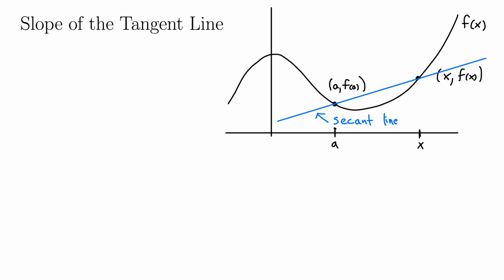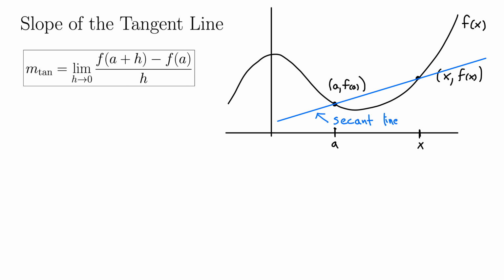Okay, so we have the same function with the same secant line, but we'll derive a different formulation for the slope of a tangent line. So we have the slope of the tangent line is the limit as h goes to 0 of f of a plus h minus f of a all over h. And you'll see both formulations of the slope of the tangent line in different textbooks. I would say this h version is used slightly more often.